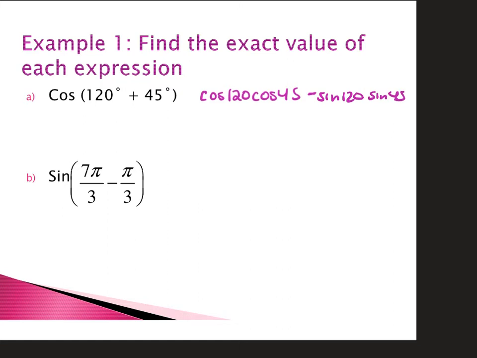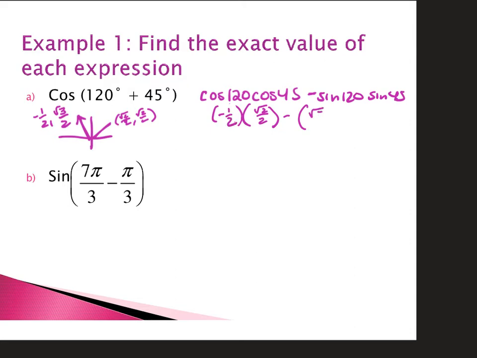Now I need my unit circle. 120 is the first angle after 90, and the coordinate point there is negative 1/2 and root 3 over 2. The cosine at 45 is root 2 over 2, and the point is root 2 over 2, root 2 over 2. Wait, I wrote that wrong. I said it right, I think I wrote it wrong. Yeah, this should be negative 1/2. Sorry. Cosine of 120 is negative 1/2. Sine of 120 is root 3 over 2. And sine of 45 is root 2 over 2.